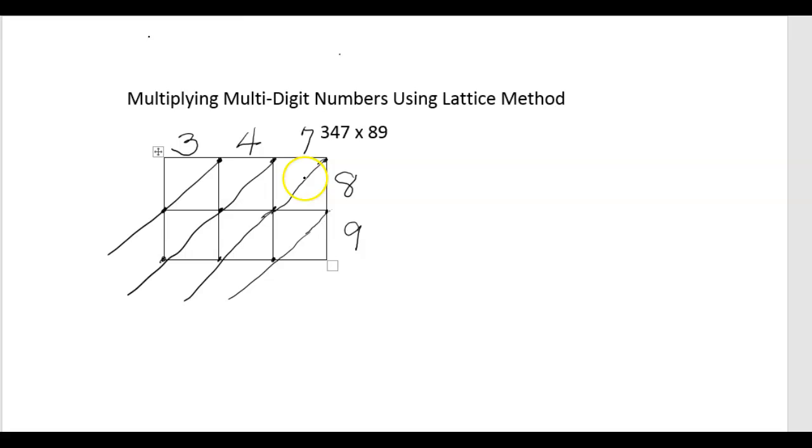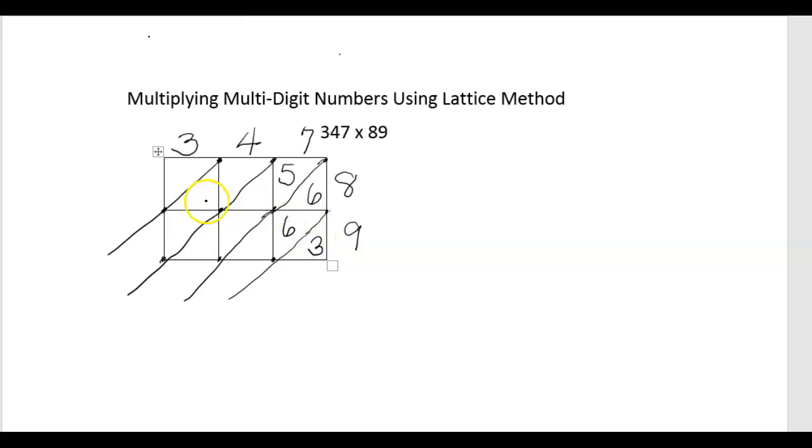For example, on this box, if you look at the top, it's 7. On the side is 8. If you multiply 7 and 8, that gives you 56. In 56, the 5 is the tens digit, so I'm going to write it on the upper half, and 6 is the ones digit, so I'm going to write it on the bottom half. And we're going to do that on all the boxes. On this box, the top number is 7 and the side number is 9. So 7 times 9 is 63. I'm going to write my 6 on the upper half and 3 on the bottom half.